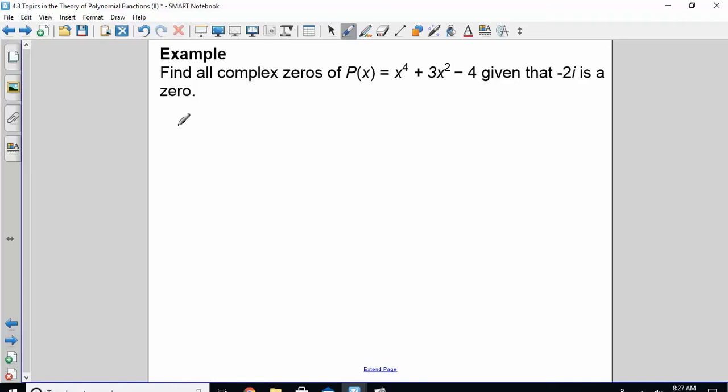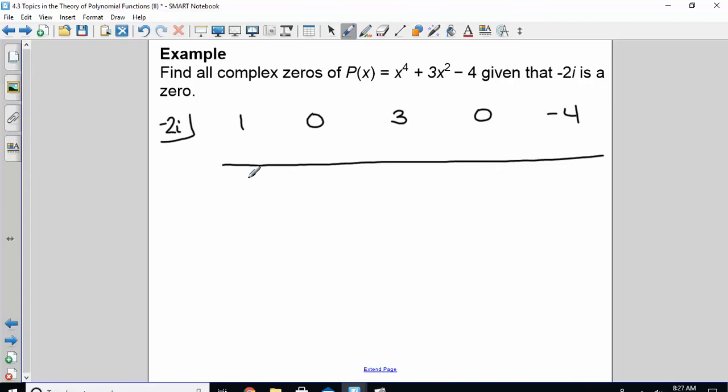So I'm going to start with the -2 in the box, or sorry, -2i. What would my coefficients be? 1, 0. Make sure you have those zeros for the missing power. Okay, 1 comes all the way down. 1 times -2i is -2i. 0 plus -2i is -2i.